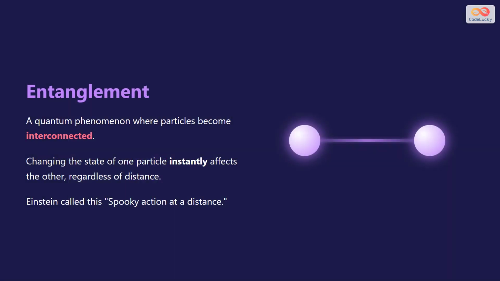The second key concept is entanglement. This happens when two qubits become linked together. Even if you separate them by millions of miles, changing the state of one instantly affects the other. It's a connection so fast and mysterious that Einstein struggled to accept it.